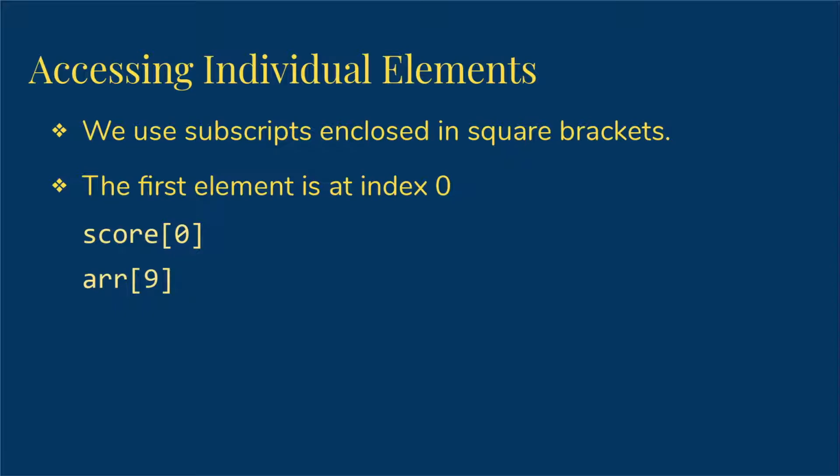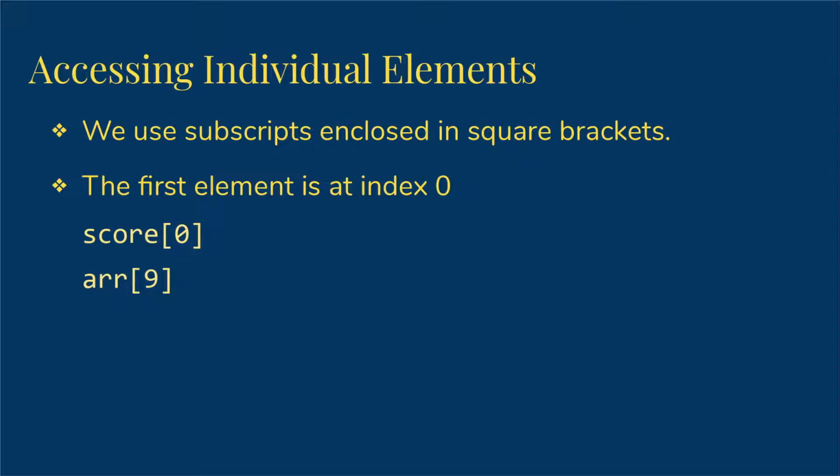So if I say score, open square bracket, 0, close square bracket, I'm looking at the first element in an array called score. Similarly, air, open square bracket, 9, close square bracket, is looking at the 10th element in an array called air.